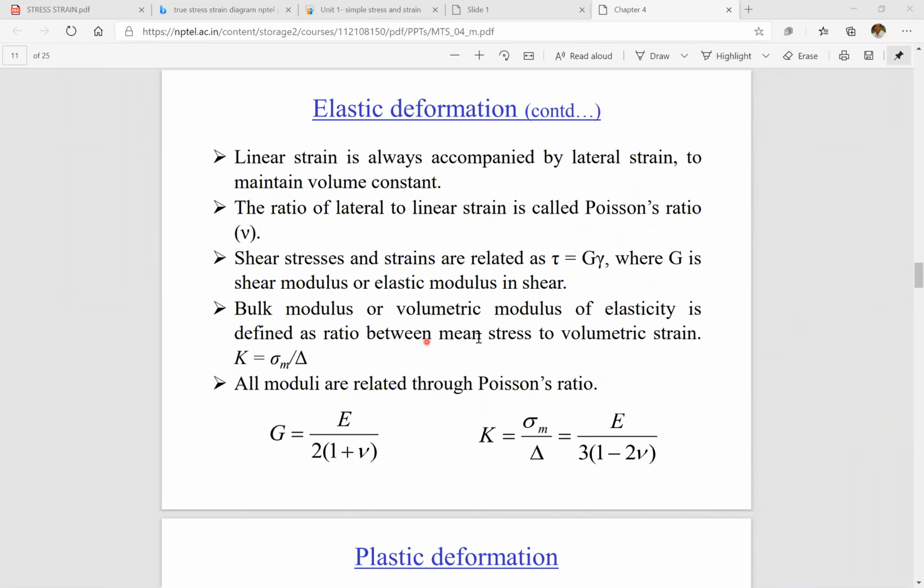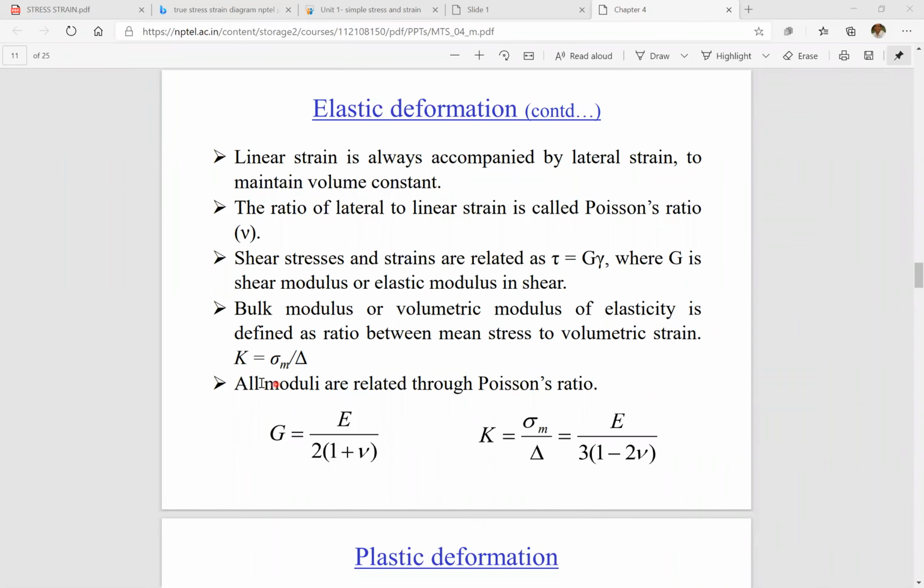It is defined as the ratio between mean stress. Please remember this term, mean stress. This is not the stress. This is the mean stress to the volumetric strain. K is equal to sigma m, m for mean stress, sigma m by delta.